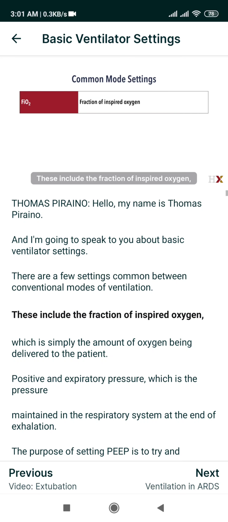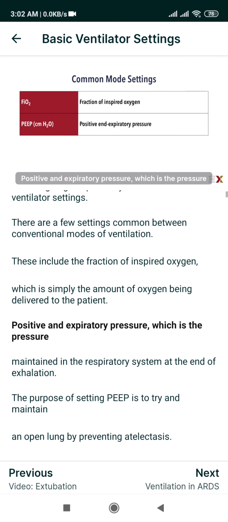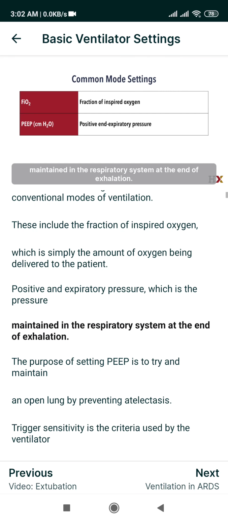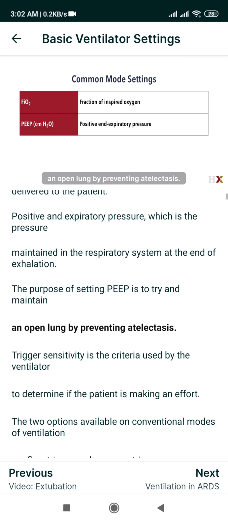These include the fraction of inspired oxygen, which is simply the amount of oxygen being delivered to the patient; positive end expiratory pressure, which is the pressure maintained in the respiratory system at the end of exhalation. The purpose of setting PEEP is to try and maintain an open lung by preventing atelectasis.